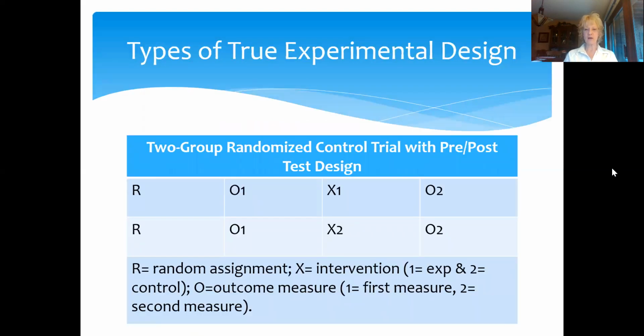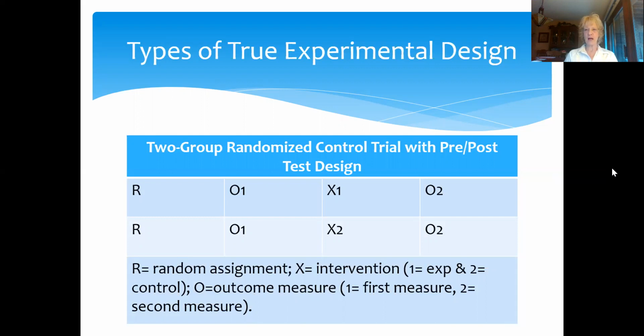Now let's talk about some examples of true experimental design. So the most basic is the two-group randomized control trial with a pre-post test design. So the R stands for random assignment. You're randomly assigned to either get treatment 1 or treatment 2, and the X's stand for your treatment. So 1 being experimental, 2 being control. And then the O's stand for outcome measures, the first outcome measure and the second outcome measure.